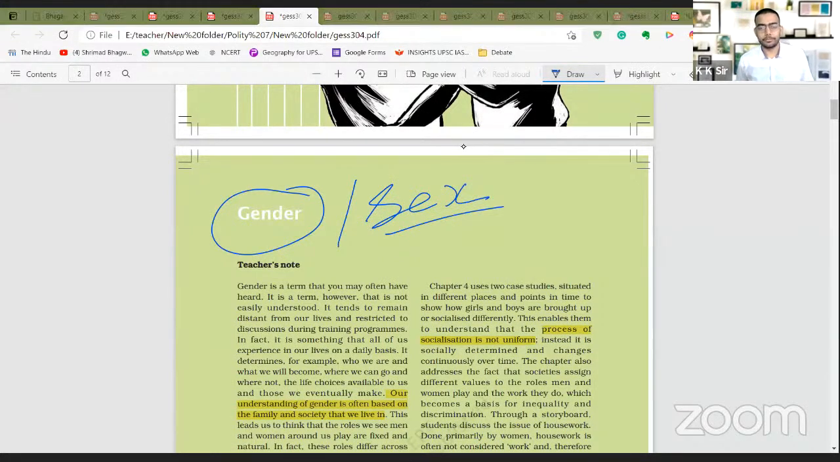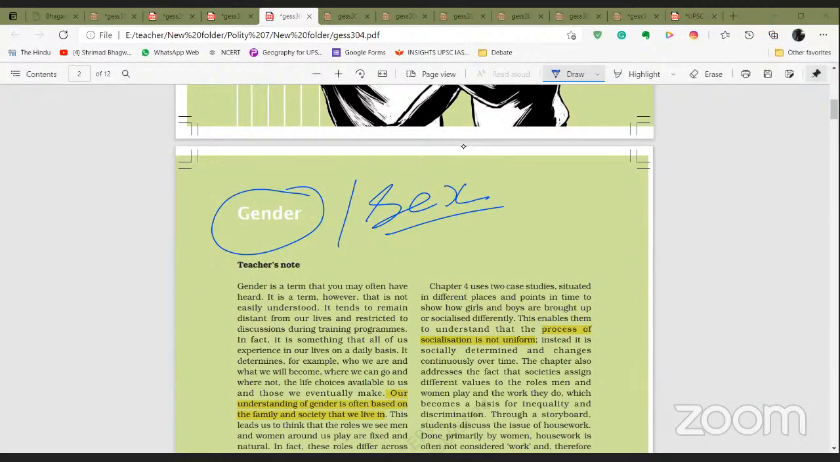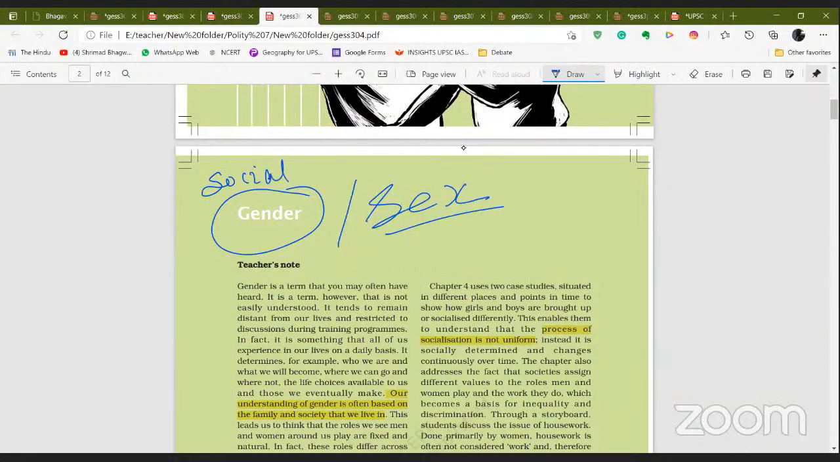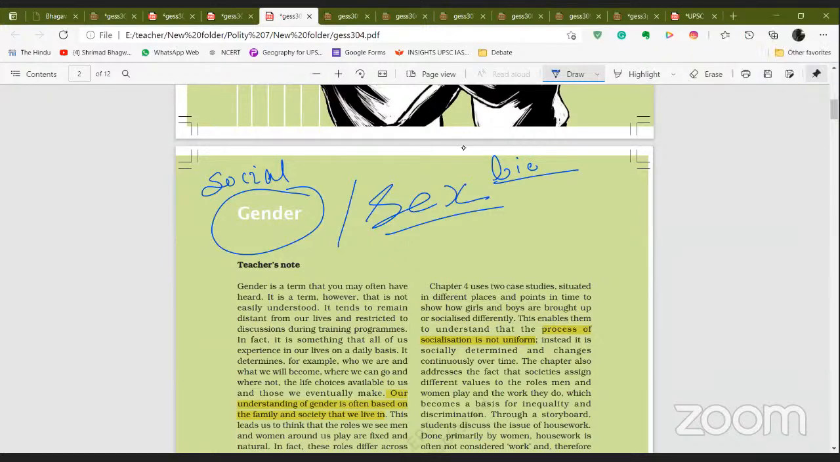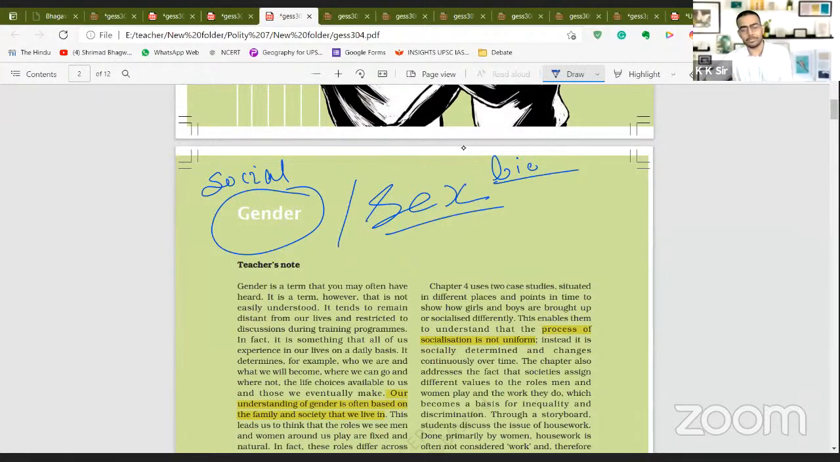Yeah, Zohra, please. I'm unmuting you. Sir, gender is a social term and sex is a biological term. Social. Anything more you want to add to this? A little explanation? Sir, I don't think this is of any help to the students. Give us some examples, something if you can.